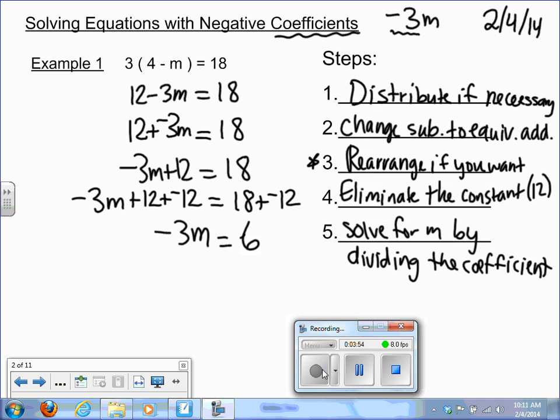What is our coefficient here? Remember, we want to find out just what m is. What's our coefficient here? Christian? Negative 3. Good. So we're going to divide by the coefficient, which, today's topic is negative coefficients. So we have to divide by negative 3 on both sides because we want m by itself. We don't want m to be negative. So if we only divide by 3, that's not enough. So we have m equals what, Robin? Negative 2. Good.